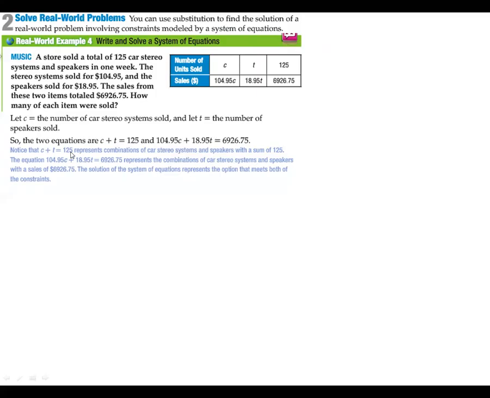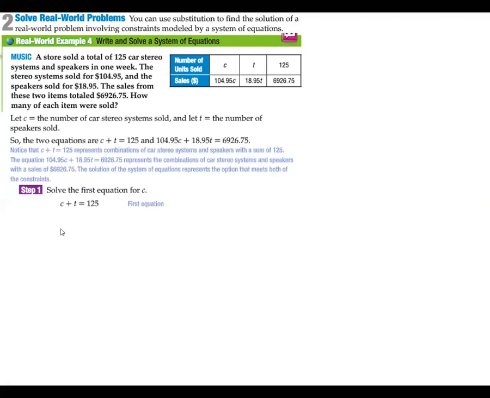So C plus T represents the combinations of car stereo systems and speakers with a sum of 125. The other equation represents the combination of car stereo systems and speakers with the sales of $6,926.75. The solution of the system will give you C comma T instead of X comma Y. That will represent the option that meets both of the constraints. In other words, the number of car stereos and the number of speakers that they would need to sell.